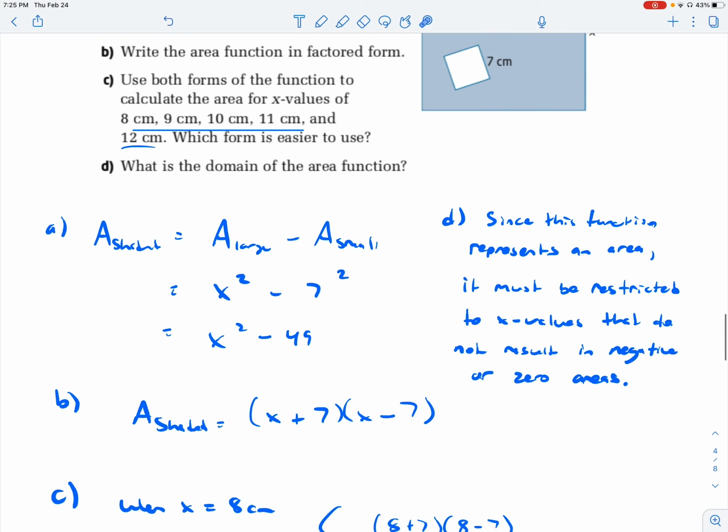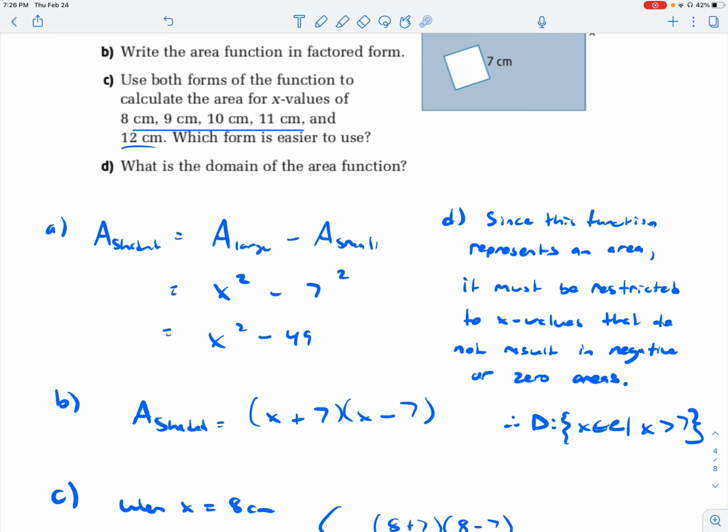So I can see the best way to figure this out is, in order for the area to stay positive, if I look at this term here, if x is 7, I'm going to have 49 minus 49, I get 0 area. So I want x to be greater than 7. So therefore the domain, we can say x is an element of R, and we'll just say x greater than 7. That way our area will always stay positive.